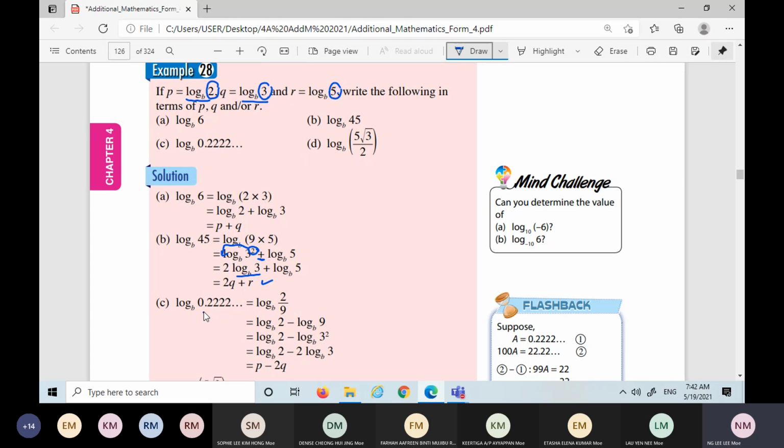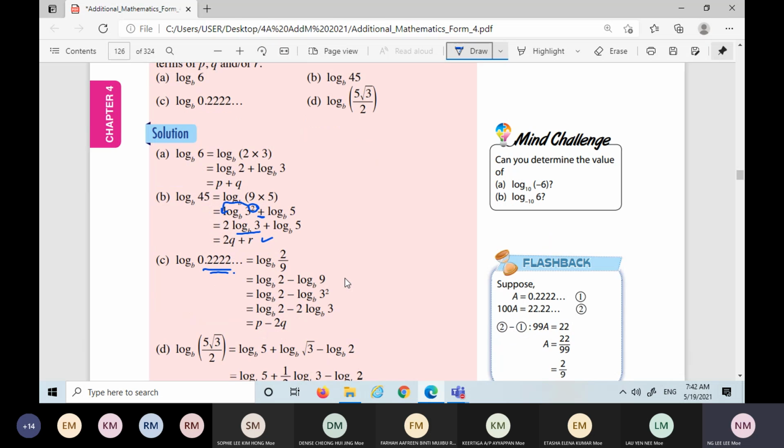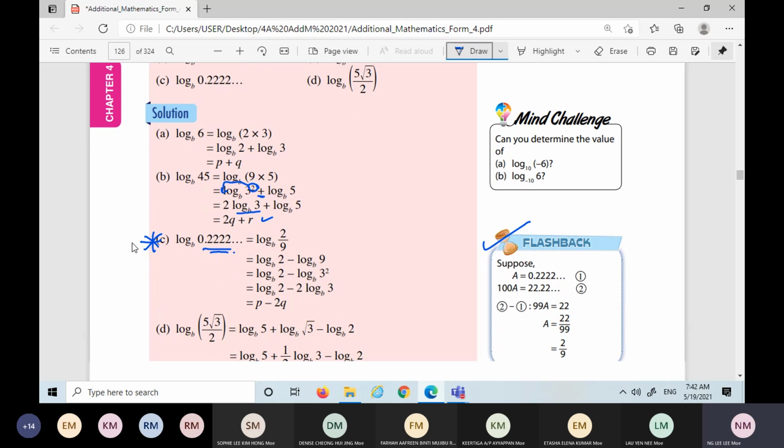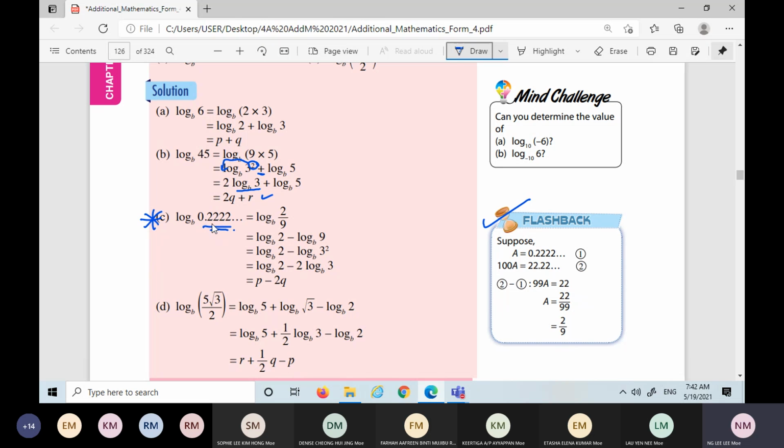Look at C. For C, they need you to use the previous knowledge that you know: the infinite repeated decimal, the recurring decimal. So you look at this side. If you want, you can copy that down. I like this example actually. First of all, the 0.22222 you have to convert into 2 over 9. For those who already forgot how to convert, you will see this.